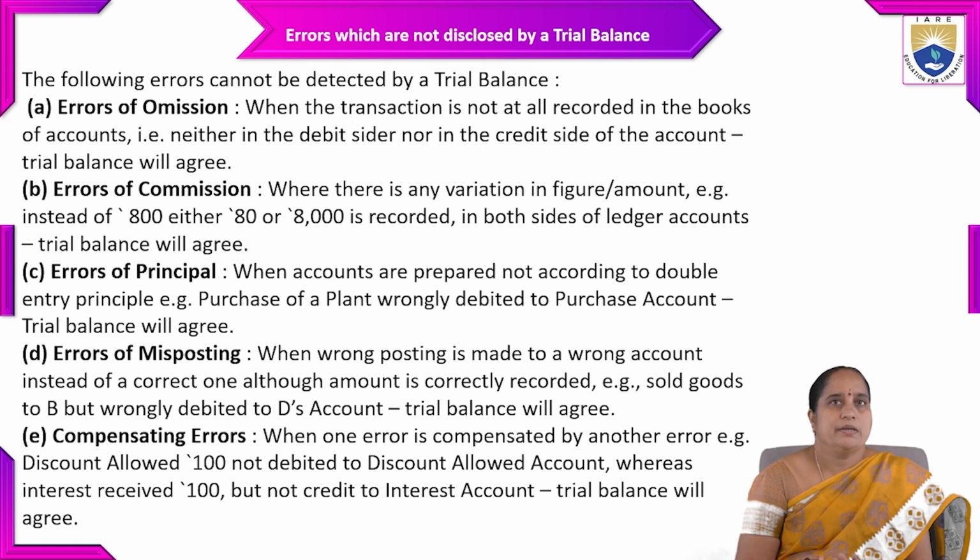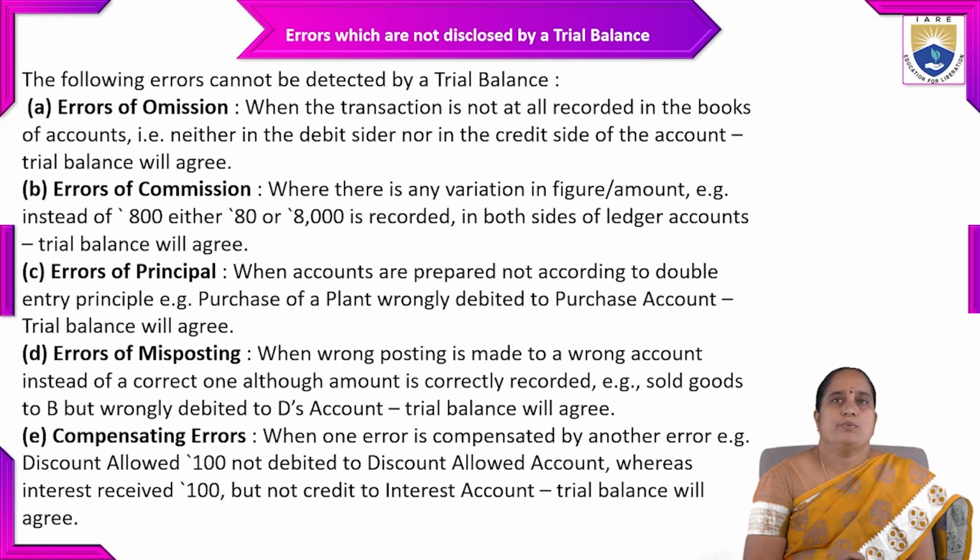The following errors cannot be detected by a trial balance. The first one is errors of omission. When the transaction is not at all recorded in the books of accounts, that is, neither on the debit side nor on the credit side of the account, the trial balance will agree because it is a human error. Then second, errors of commission.